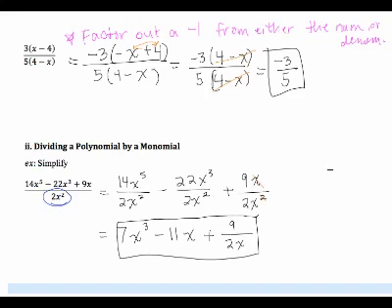I think you should just be exposed to that method right there. That's it for section 7.2.